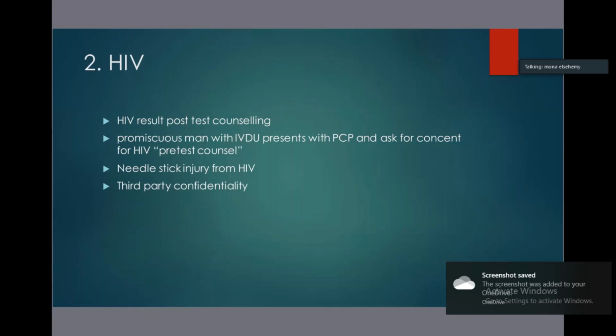This is about HIV. End-of-life care is a bulky scenario. It is one of the breaking bad news scenarios. Again, to resuscitate or not and to ventilate or not, they are bulky scenarios. I'm going to discuss them all in one session.